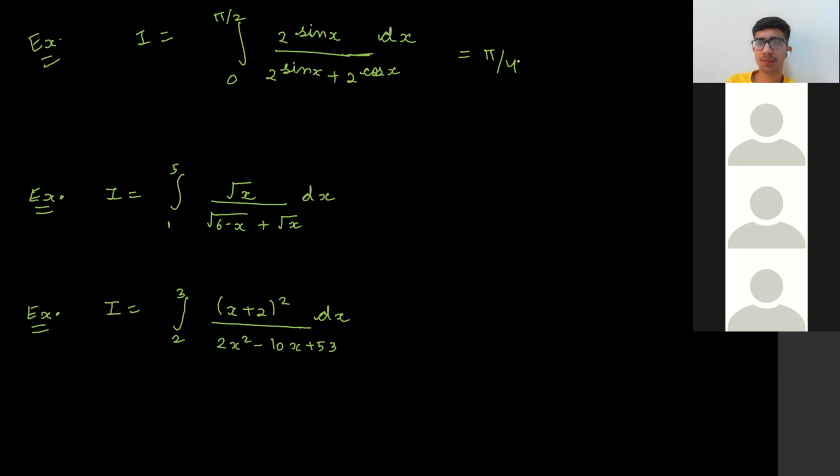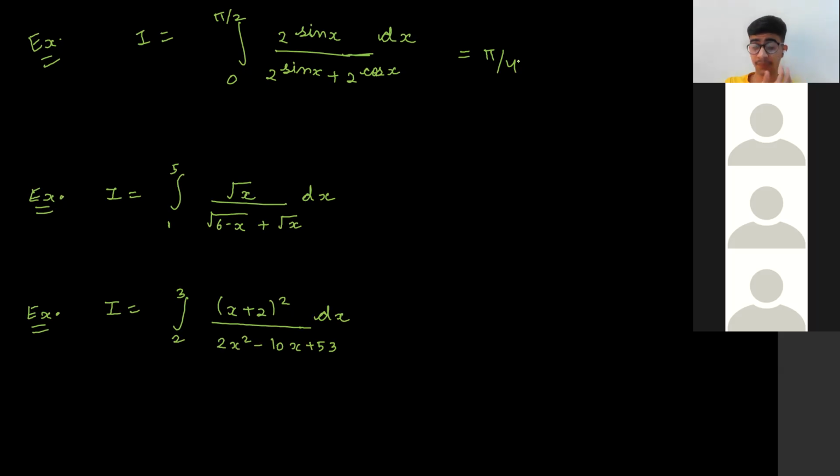So 2I will be 2 raised to sin x by 2 raised to sin x plus 2 raised to cos x dx, plus 2 raised to cos x by 2 raised to cos x plus 2 raised to sin x. That will give me 2I, with limits 0 to pi by 2, equals integral 0 to pi by 2 of 1 dx, right? So 2I is equal to x with limits 0 to pi by 2. So 2I is equal to pi by 2 and I is equal to pi by 4. Perfect.